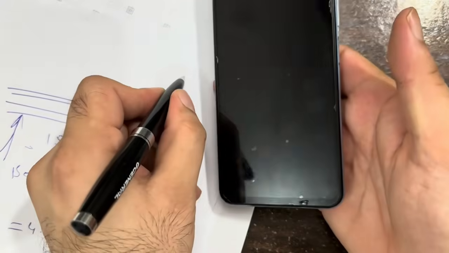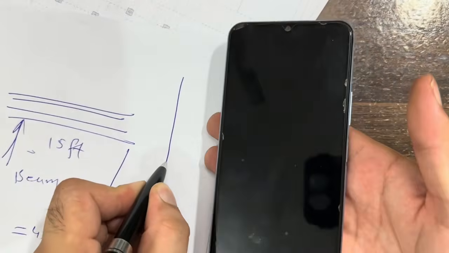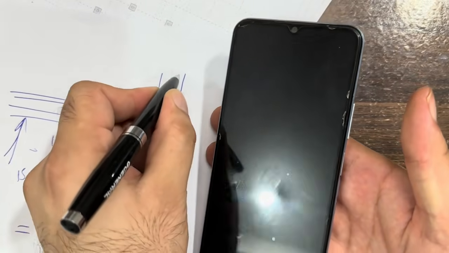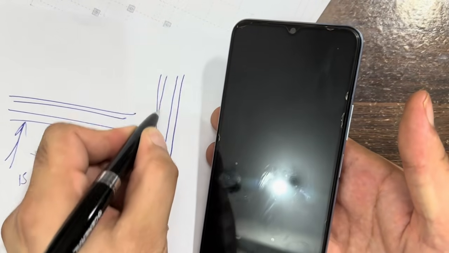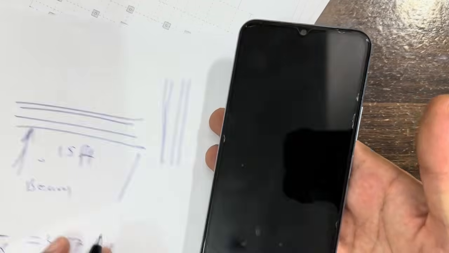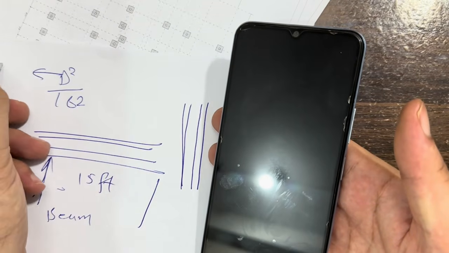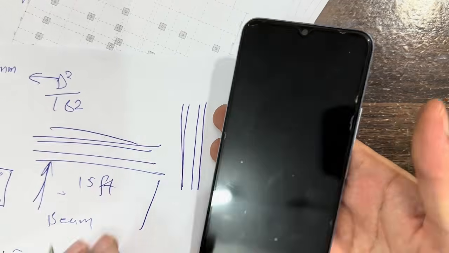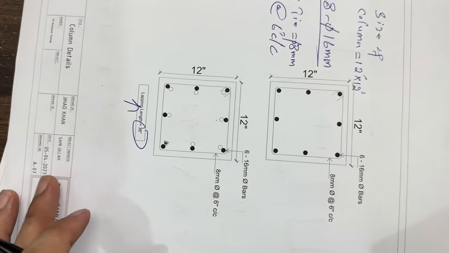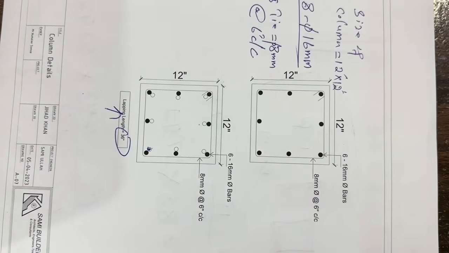As you can see, this is the height of the column. Just calculate the length in meter for the longitudinal bars and use the formula d square divided by 162. The d should be in millimeter. So this is a short video in which I have guided you on how to find the total weight of steel in RCC column, beam and slab.